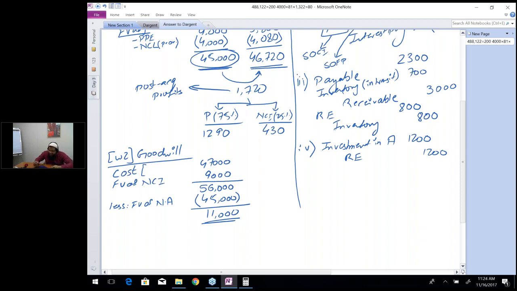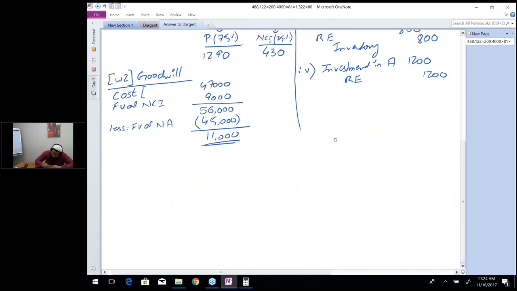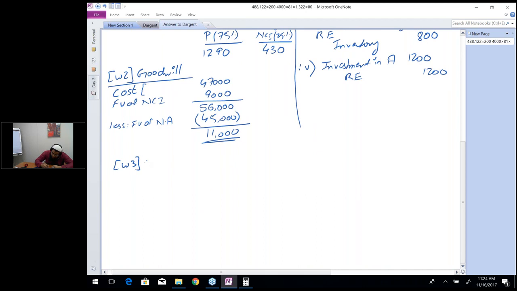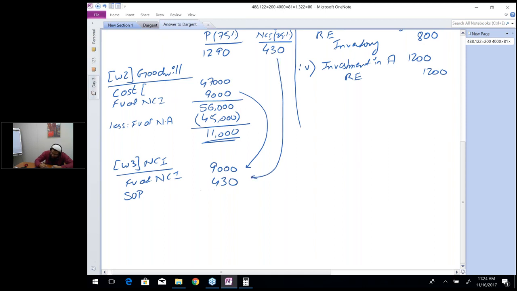Okay, now working number 2 has been done. Let's solve working number 3 now. Working number 3 is actually NCI, where we start from fair value of NCI being the same $9,000. And then we add the share of profit of NCI, which we have calculated 430 in working number 1. So the value of NCI to be taken in the balance sheet is going to be 9430.